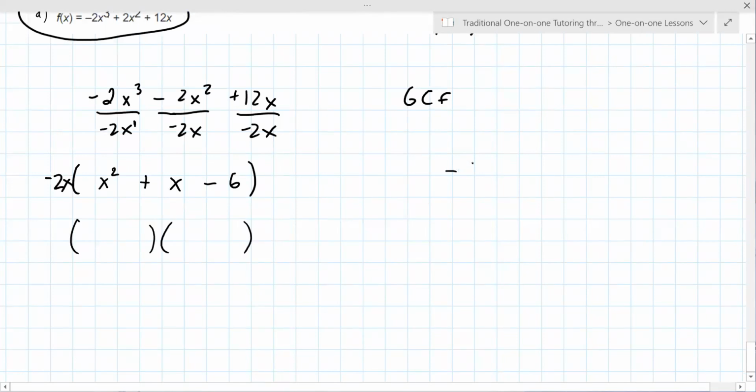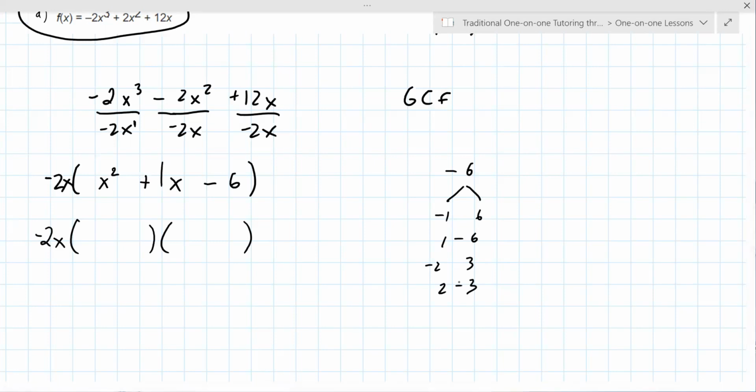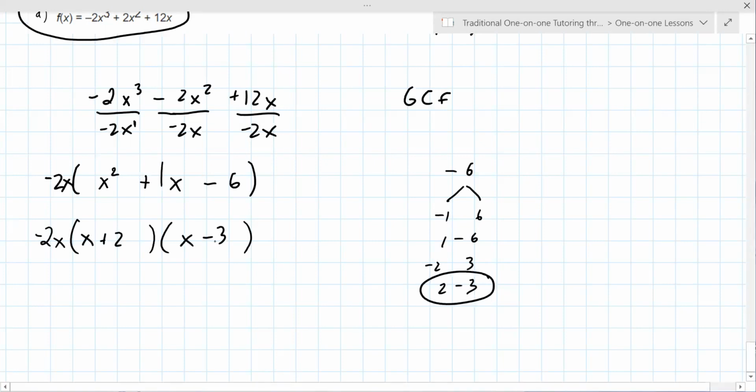You need two numbers that multiply to -6, but add up to +1. Do any of these combinations work? These all multiply to -6, but do any of them add up to +1? Yeah, the last one. The 2 and minus 3. Yes, so x plus 2, x minus 3. Perfect.